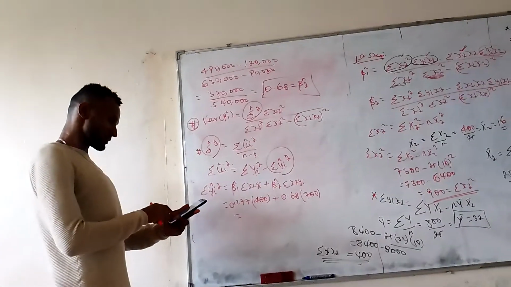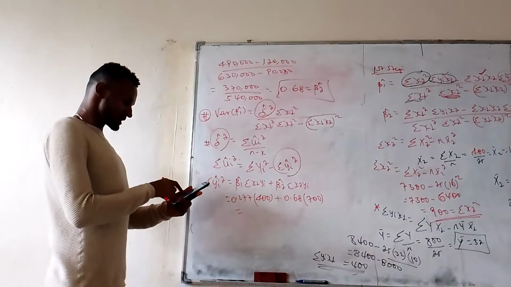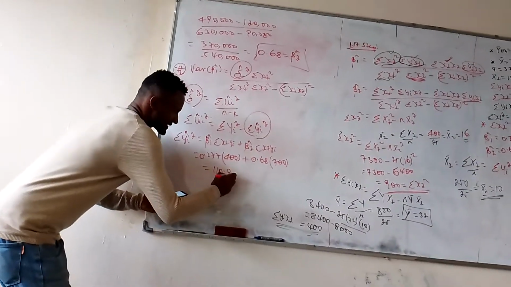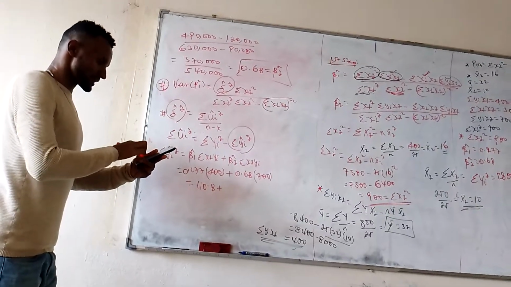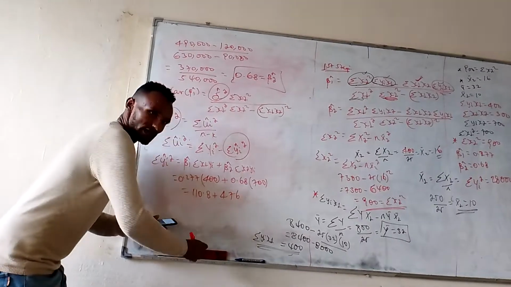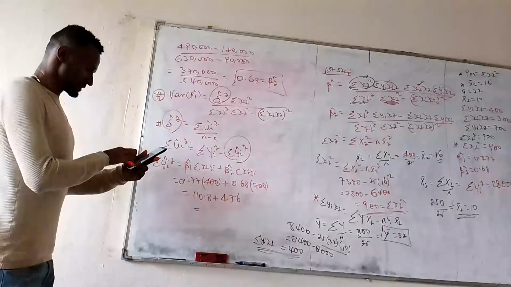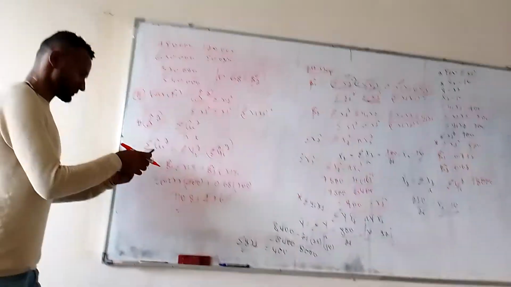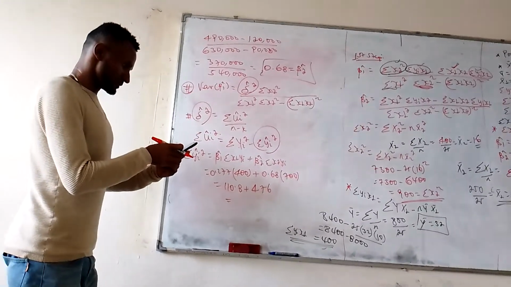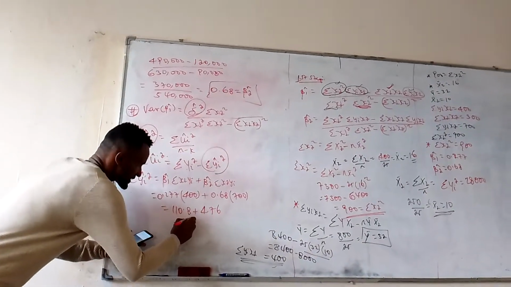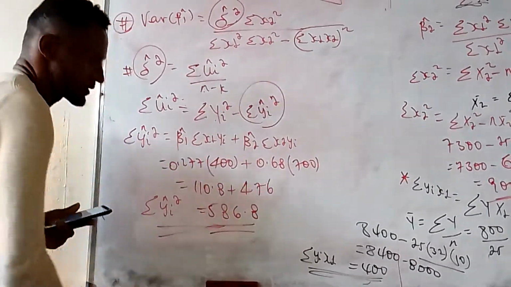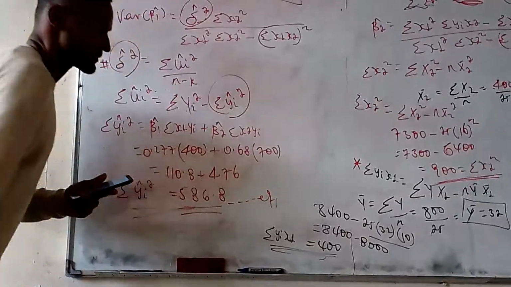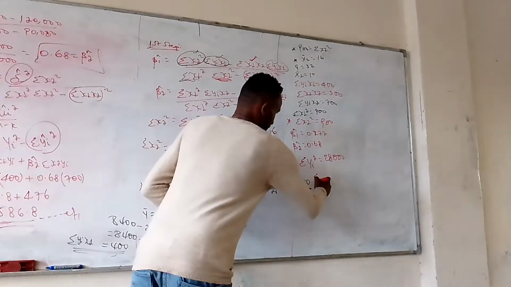Let me use the mobile calculator again. 0.277 times 400 is 110.8, plus 0.68 times 700, which is 476. The sum of these two terms is 586.8. This is our value for the summation of yi hat square. Let me say this is equation 1: the summation of yi hat square is equal to 586.8.